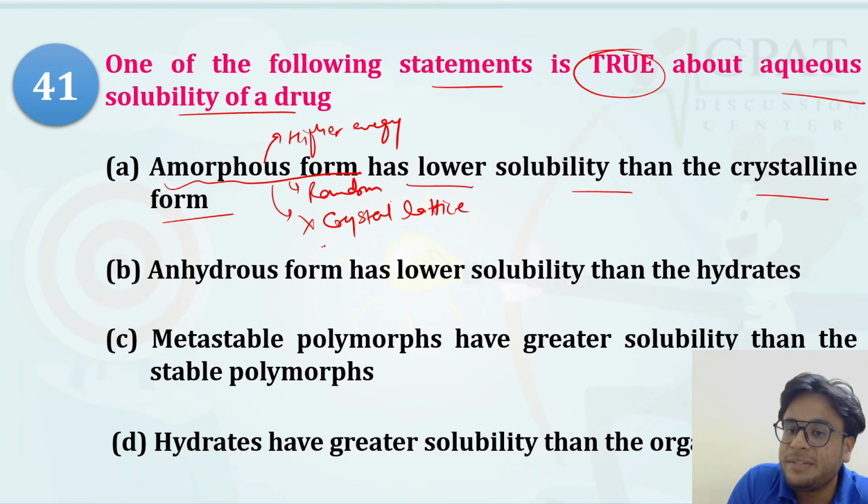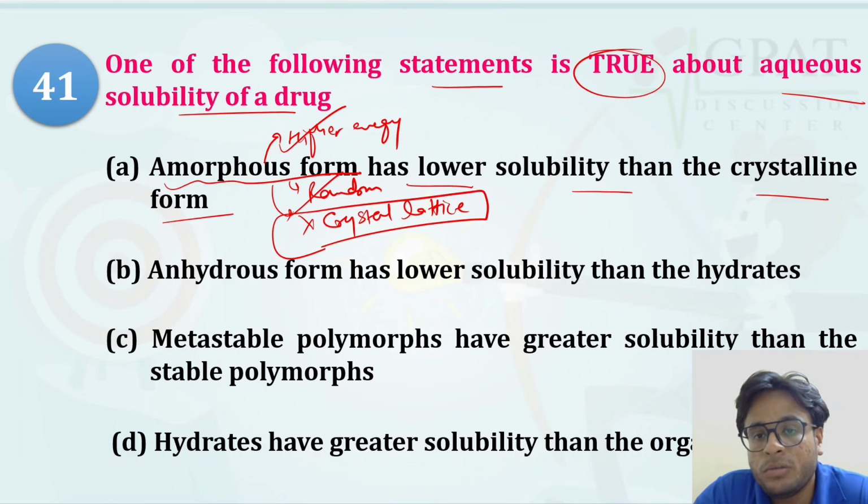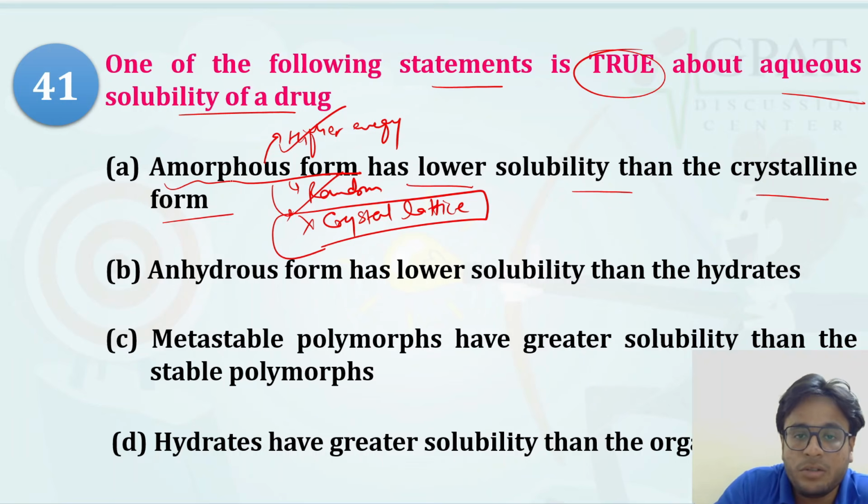So no energy will be needed to break the crystal lattice, and all the molecules are present in random order. They also have a higher amount of energy, so a lesser amount of energy is required to solubilize them, because solubilization is a kind of endothermic process. So this statement is not going to be correct.